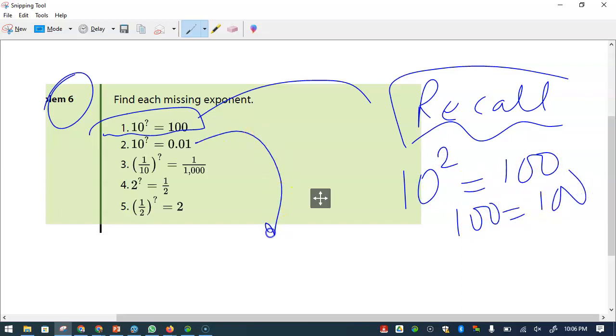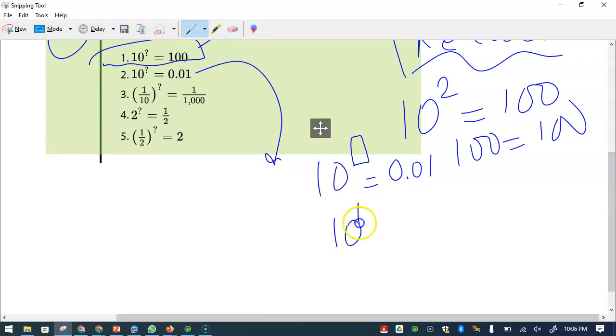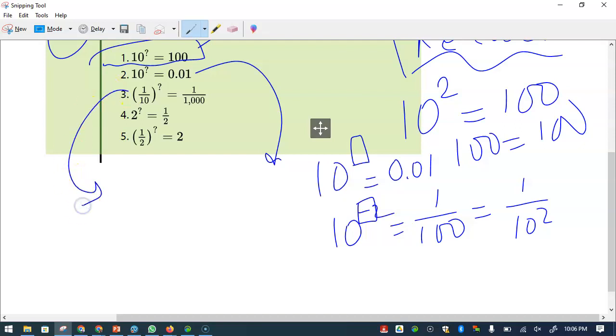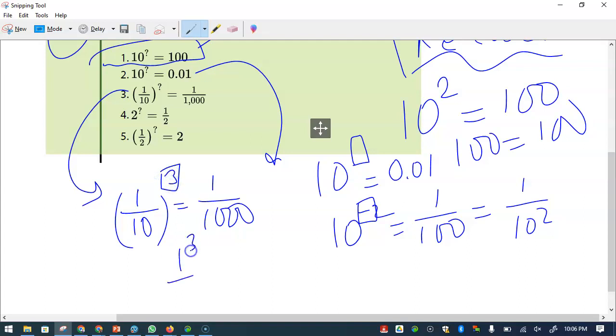Now the next one, what is this? 10 raised to what is 0.01? What that means is 10 raised to this basically means 1 over 100, right? So the only way that works, which is 1 over 10 squared, is if this is minus 2. That's it. This one is very clear that on the right side there are three zeros. And this has to be what, right? Question mark. So it has to be 3, because 10 raised to 3. So we get 3 as the answer.